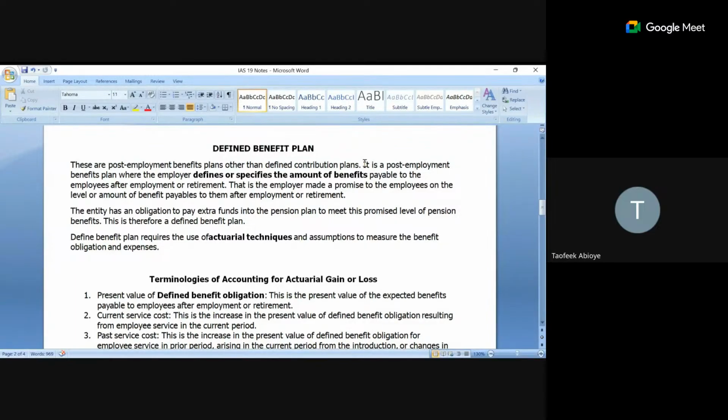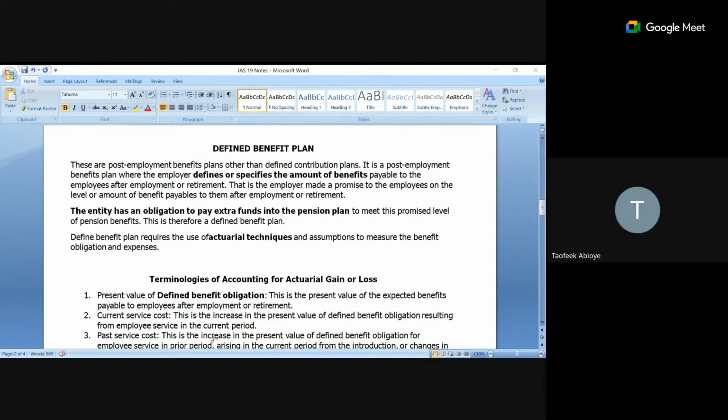So now, if you look at this next point, they said the entity has an obligation to pay extra fund. Can you see the difference? The difference is very clear. The entity has an obligation under a defined benefit plan to pay extra fund into the pension plan to meet this promised level of pension benefits. So this is therefore called a defined benefit plan.